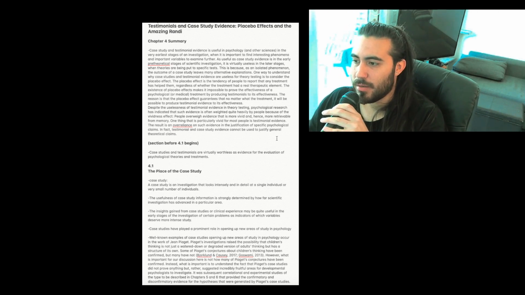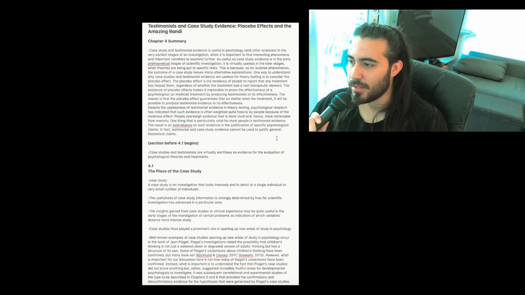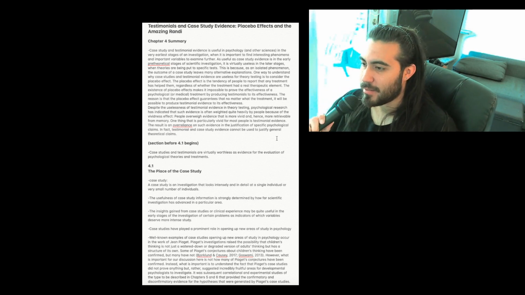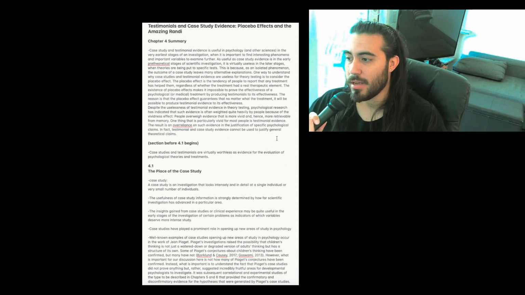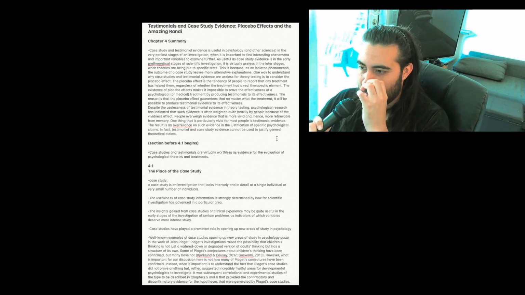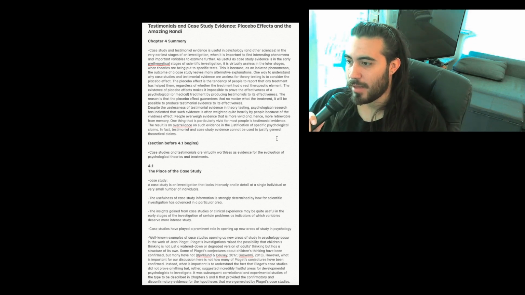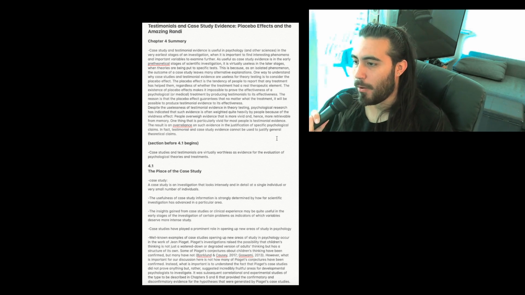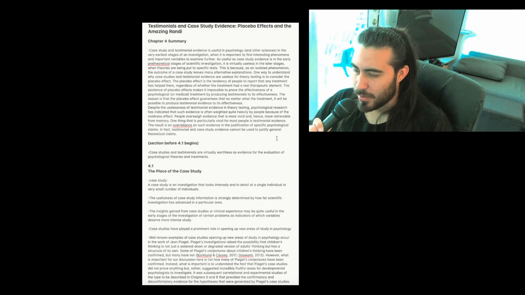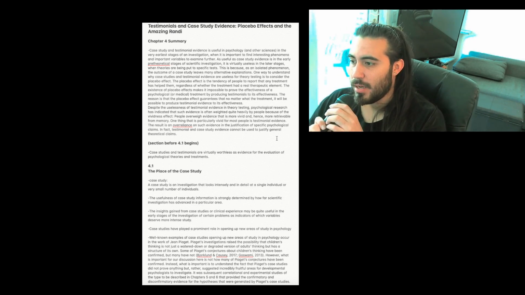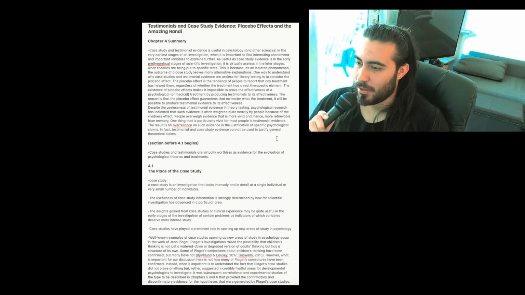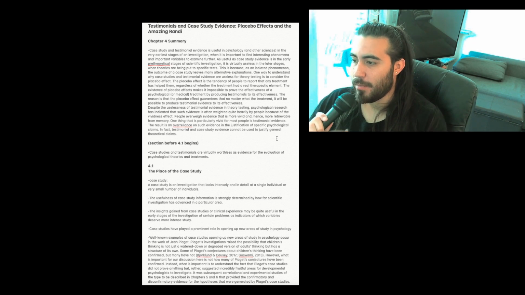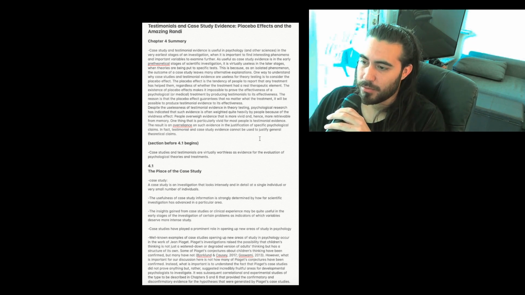Despite the uselessness of testimonial evidence in theory testing, psychological research has indicated that such evidence is often weighted quite heavily by people because of the vividness effect. People overweigh evidence that is more vivid and hence more retrievable from memory. One thing that is particularly vivid for most people is testimonial evidence. This results in an over-reliance on such evidence in the justification of specific psychological claims. In fact, testimonial and case study evidence cannot be used to justify general theoretical claims.